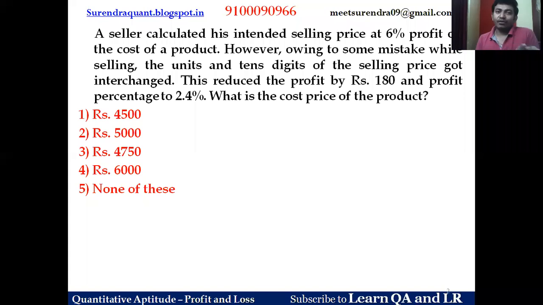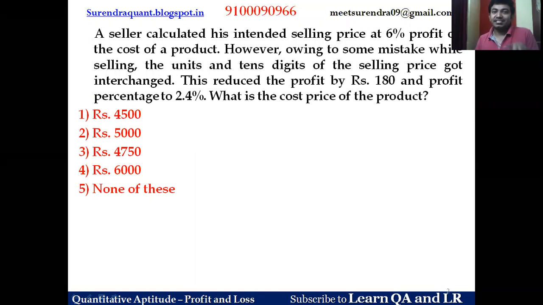The questions in this video are of a very good standard. Be careful. We suggest you pause the video for some time and then watch. A seller calculated his intended selling price at 6% profit on the cost of the product. However, owing to some mistake while selling, the units and tens digit of the selling price got interchanged. And this reduced the profit by 180 rupees and the profit percentage to 2.4%. What is the cost price of the product?